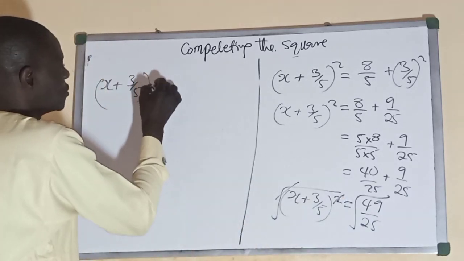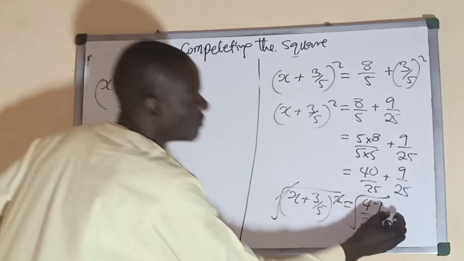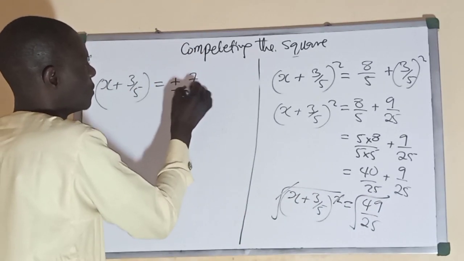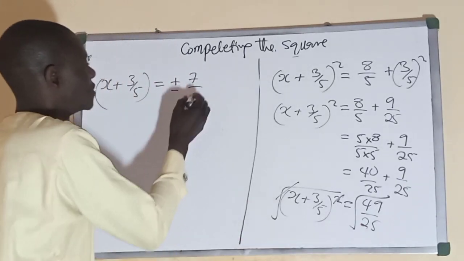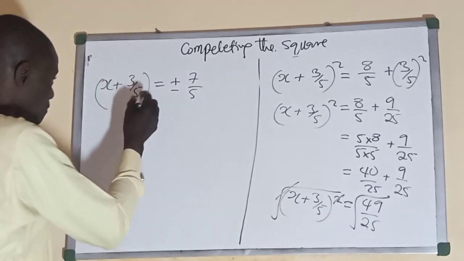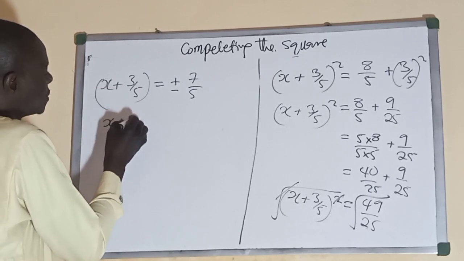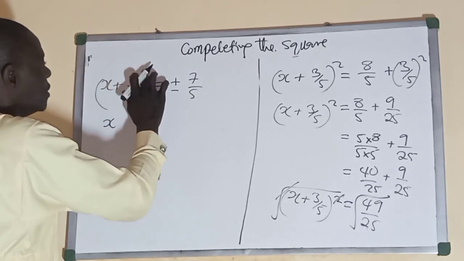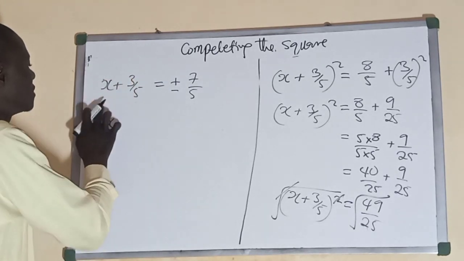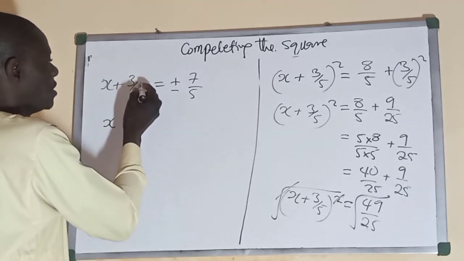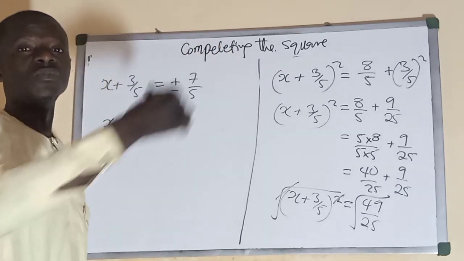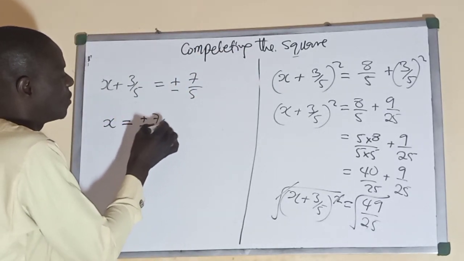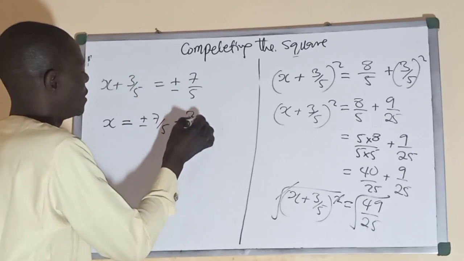So here we have is equal to the square root of 49 will give us 7. We have plus or minus 7 all over the square root of 25, which will give us 5. Are we following? So the next thing here we have x plus 3 all over 5. Let us open the bracket. So here this 3 all over 5 will now be transferred to the other side. So here we have x is equal to plus or minus 7 all over 5 minus 3 all over 5.